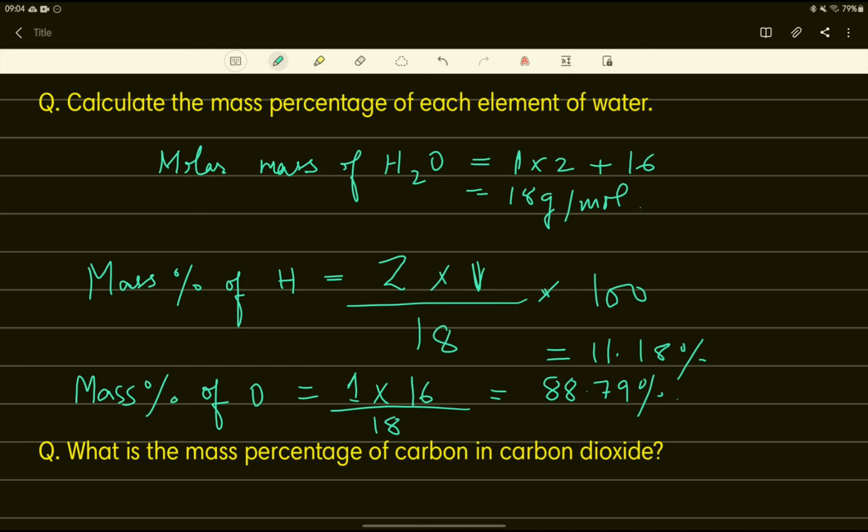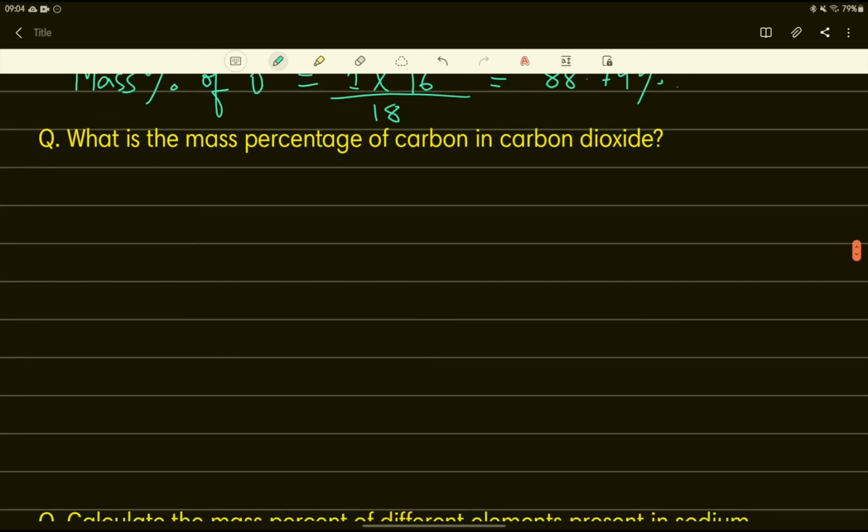Now next question: what is the mass percentage of carbon in carbon dioxide? This is again a very easy question. You have to calculate the mass percentage of carbon in carbon dioxide. So let's see first of all the molecular mass or the molar mass of carbon dioxide. Carbon is 12, so 1 into 12 plus 2 into 16, so it is equal to 44 gram.